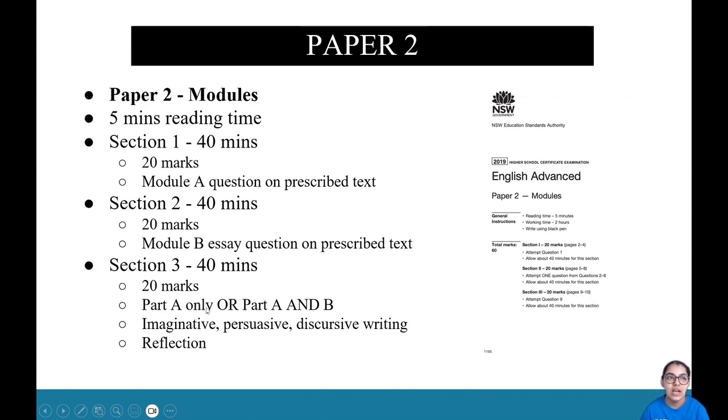So section 3, again 20 marks, 40 minutes. Module C is craft of writing, so you will more than likely be composing a text, and that could be an imaginative text, a persuasive text, a creative text, or an informative text. Usually it is creative or discursive, and we're going to talk about what they are soon as well. They could either be just writing a piece, or writing a piece and then a reflection as well, and that's another big part of module C.